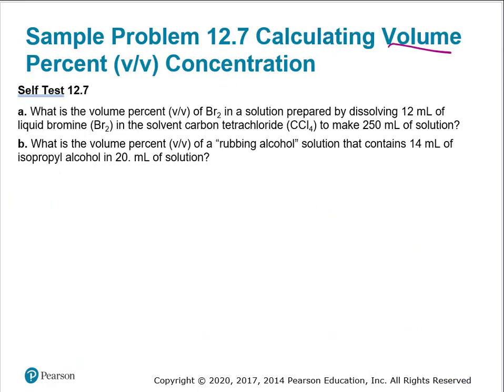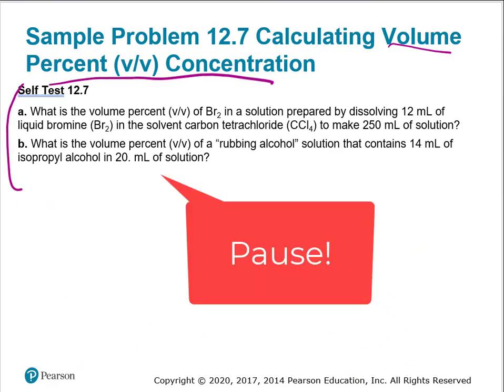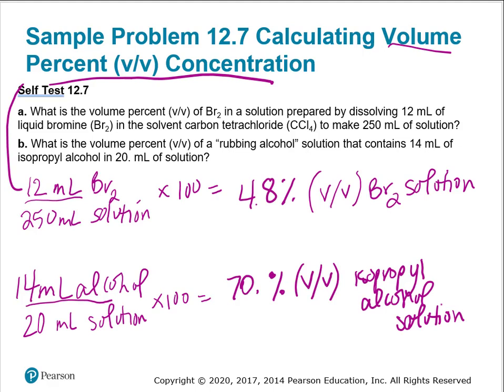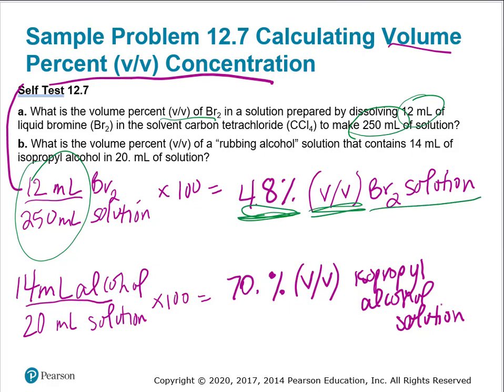Here are 2 problems calculating volume percent concentration. Pause the video here. Let's look at A. What is the volume percent of bromine in a solution where I have 12 milliliters of liquid bromine in a solvent, carbon tetrachloride, to make 250 milliliters of solution? So I did 12 divided by 250 times 100, and with 2 sig figs I got 4.8% volume bromine solution.